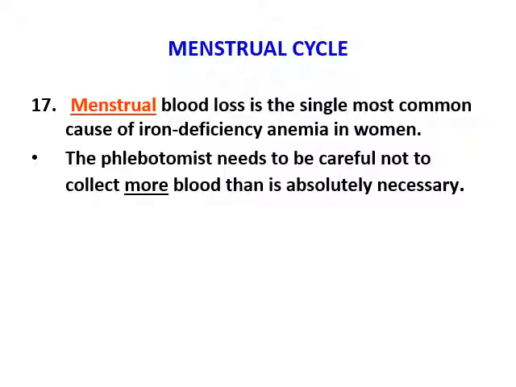The menstrual cycle. Okay, we understand that that's why we have different hematocrit results and sometimes hemoglobin results for women versus men, because women go through their menstrual cycle, okay? And it's also a big cause of iron deficiency anemia in women, okay? So the phlebotomist needs to be careful not to collect more blood than absolutely necessary. And we talked about understanding that we need to watch this when we're talking about infants and newborns, children, and people who may be borderline anemic or anemic.